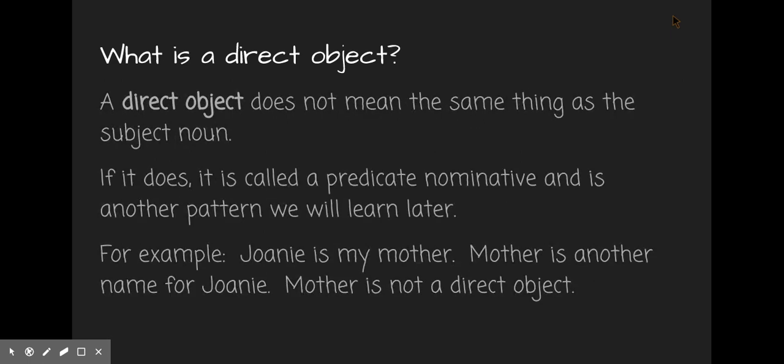A direct object does not mean the same thing as the subject noun. If it does, it is called a predicate nominative and is another pattern we will learn later. For example, Joni is my mother. Mother is another name for Joni. Mother is not a direct object.